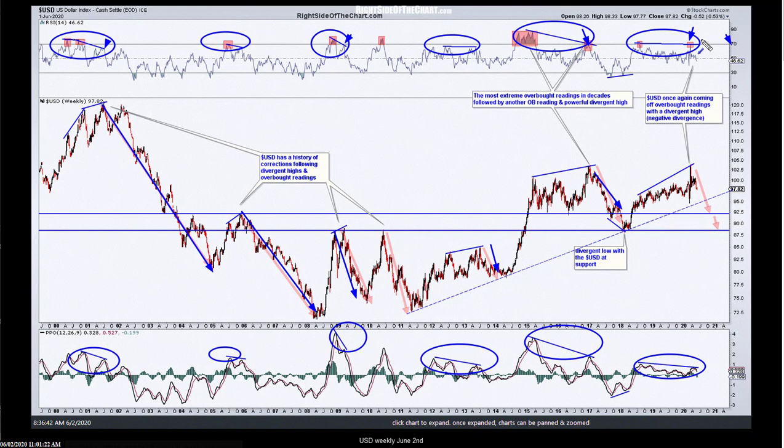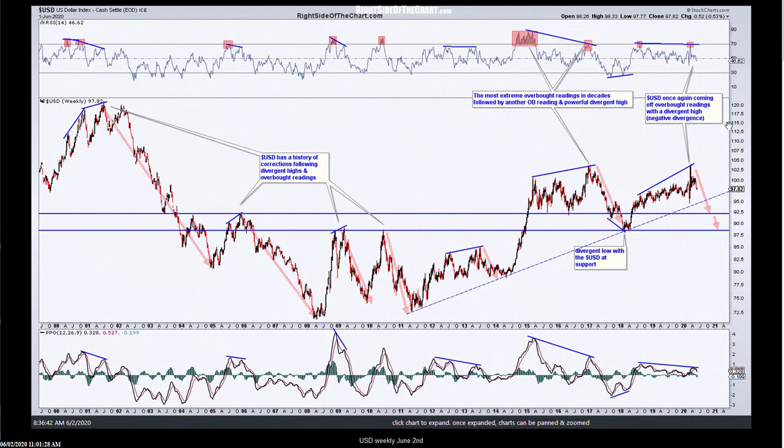So you have the divergence plus the overbought conditions at this most recent high, and that to me is about as strong a case as you can make for a likely significant correction. Again, on the scope of these previous corrections, possibly more if that trend line's taken out. There's an uptrend line there. So okay, that's bigger picture.